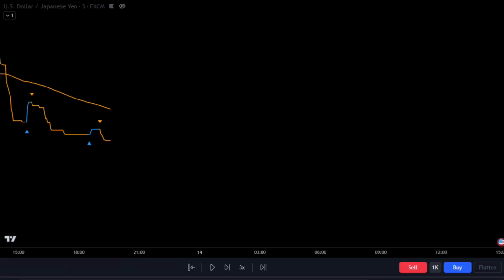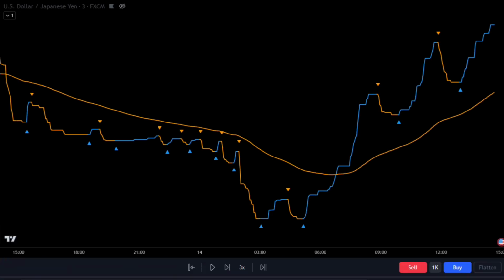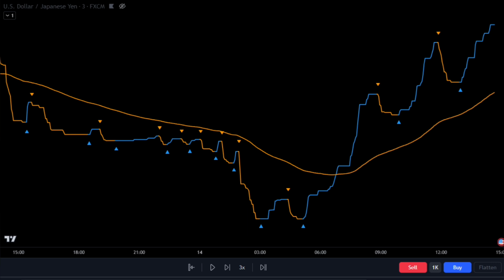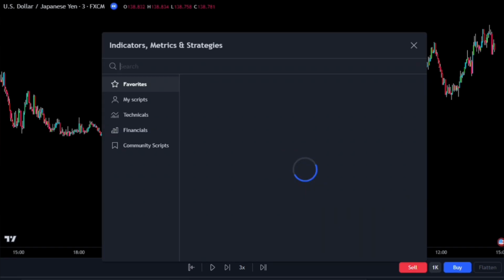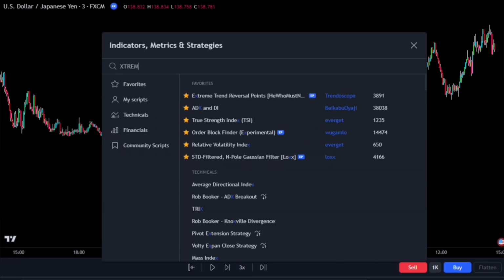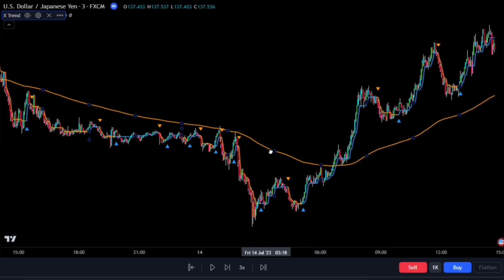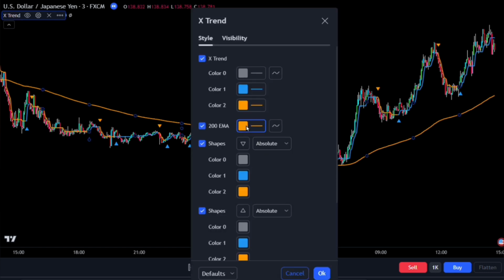Let's start by adding an important tool to our chart called the Xtreme Trend Indicator. This indicator helps us understand the market better and make informed decisions. Look for the Xtreme Trend Indicator developed by Joe DePrasin and add it to our chart. Go to the Style settings and change the 200 EMA to white, and that's all for this.